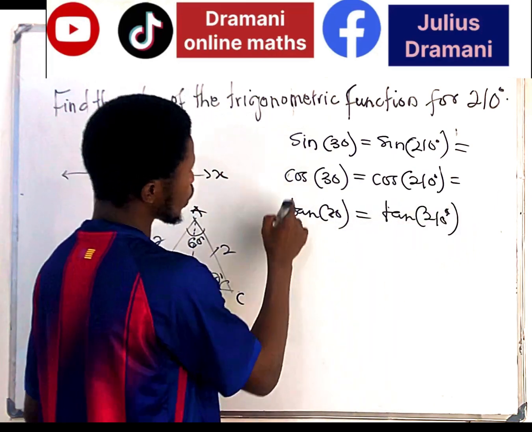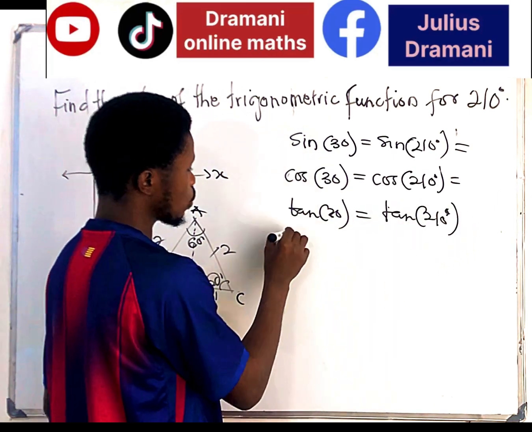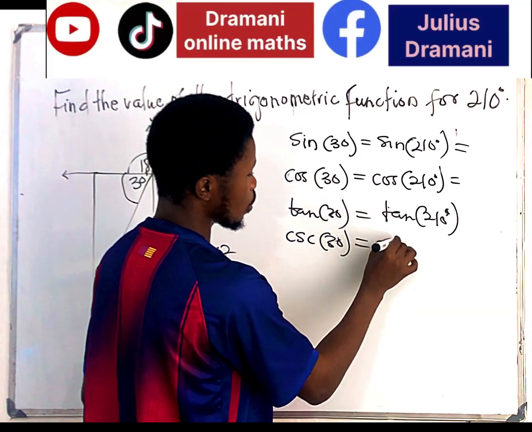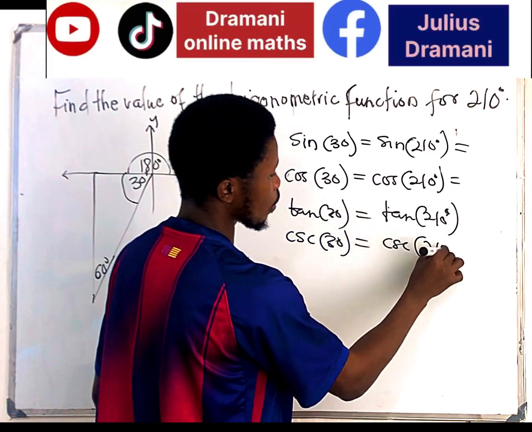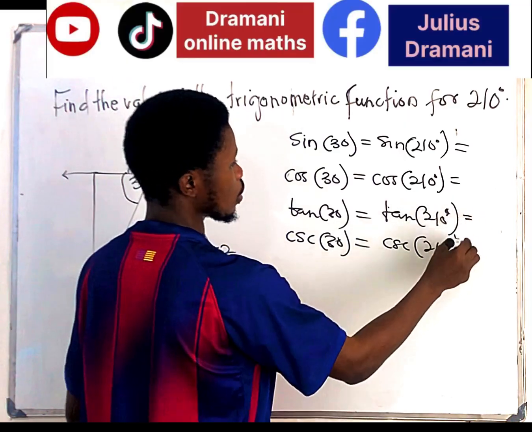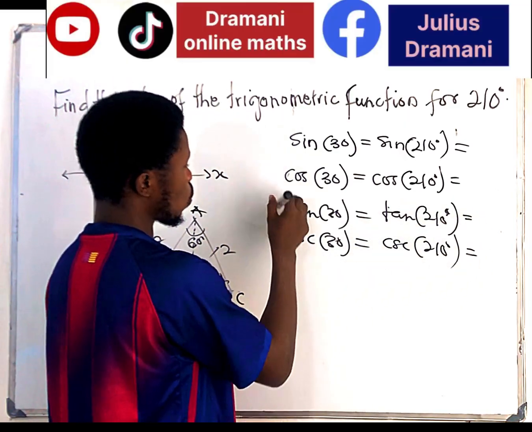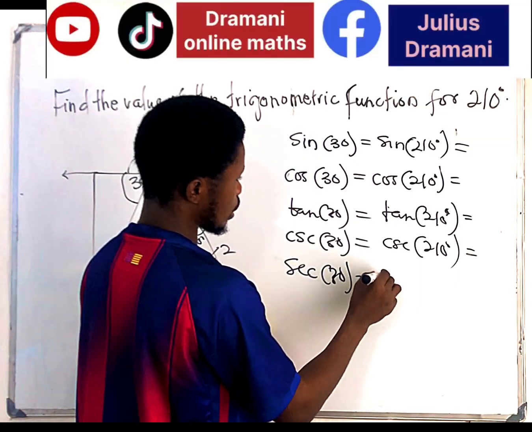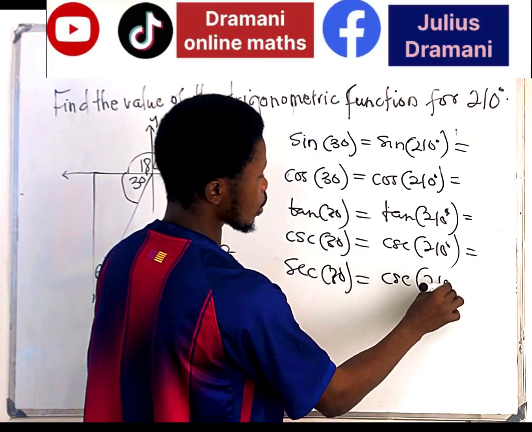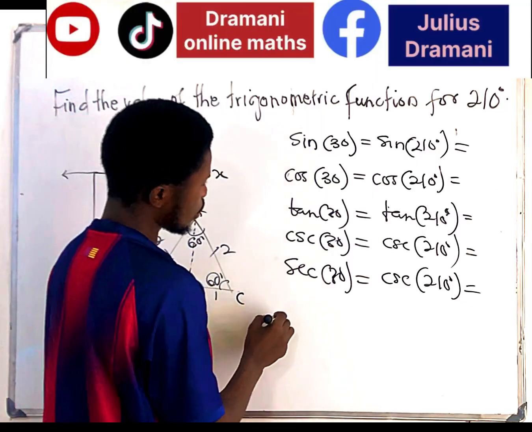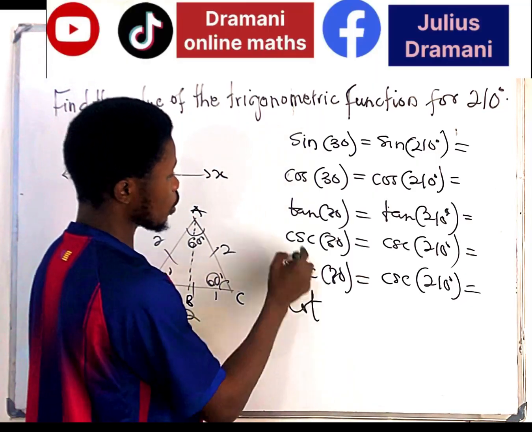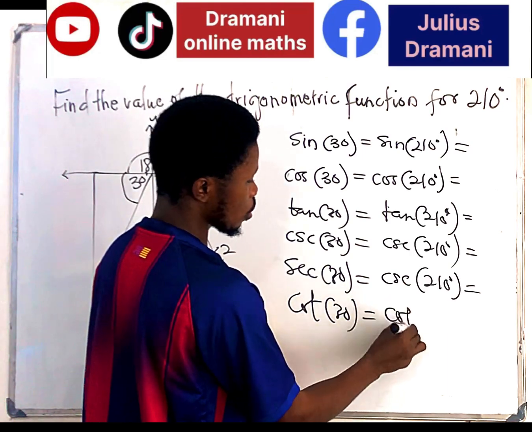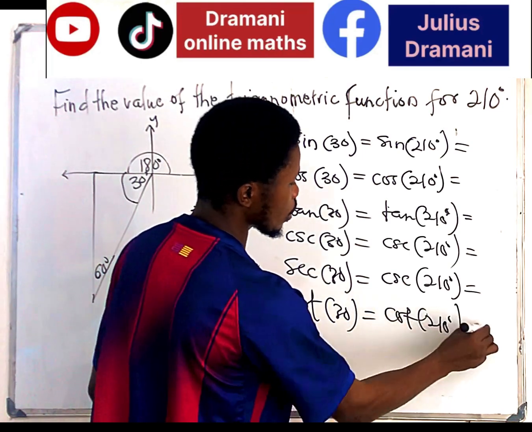Then we have sine, the inverse of sine is cosec. So cosec 30, which will be equivalent to cosec 210 degrees. Then we have sec. Sec 30 is sec 210 degrees. Then the last one is cot. The inverse of tan is cot 30, which is cot 210 degrees.